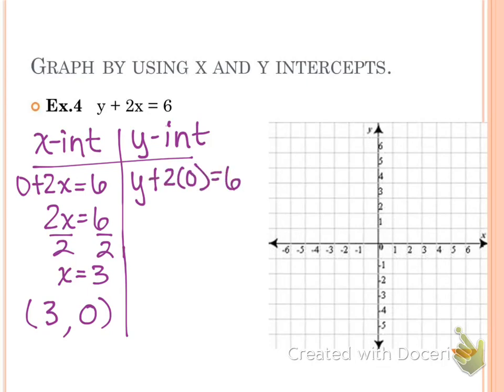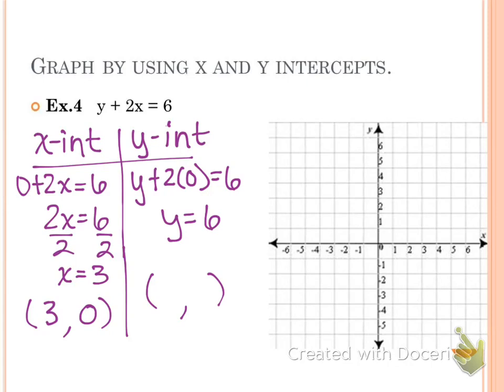Alright, to find my y-intercept, I'm going to plug 0 in for x. So I rewrite the whole thing, plugging 0 into x. 2 times 0, y plus 0 is just y. So I'm left with y equals 6. I don't have to divide by anything. If you want to divide off of 1, you can. It's not going to change anything.